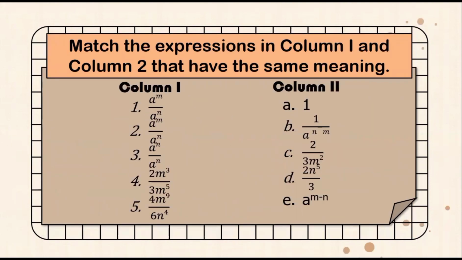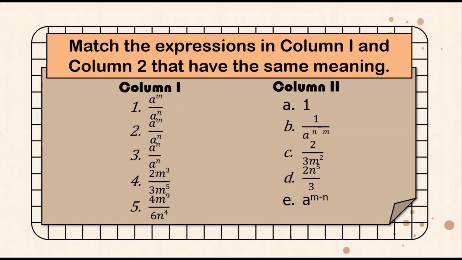Let us recall that the quotient of powers of the same base is obtained by subtracting their exponents. So with this activity, match the expressions in column 1 and column 2 that have the same meaning. We are going to recall the concept of the quotient of powers, using one of the laws of exponents, the quotient rule, which states that if you are dividing powers with the same base, keep the base and subtract the exponents.